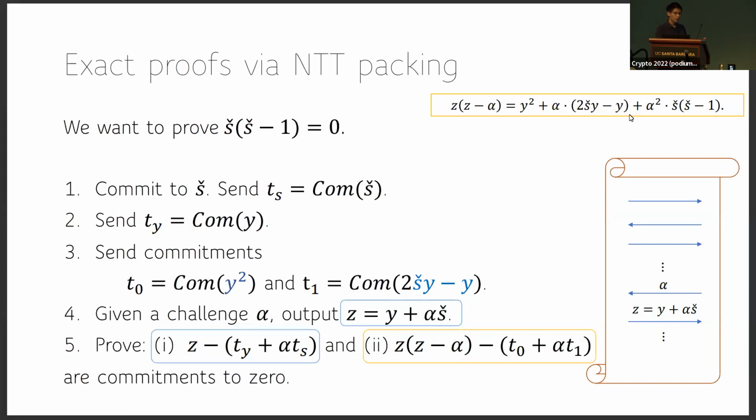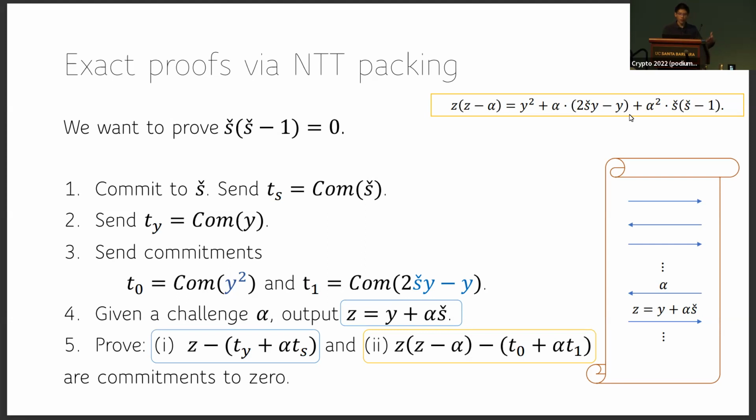And then there are two things. First, we want to prove that Z is well-formed, that Z is indeed Y plus alpha S check. And to do this, we use the homomorphic property of the commitment scheme and prove that Z minus (Ty plus alpha Ts) is a commitment to 0. And then the second thing is actually what we wanted.